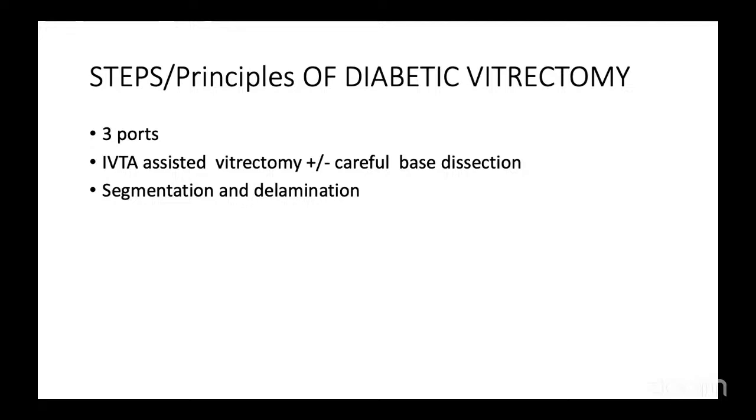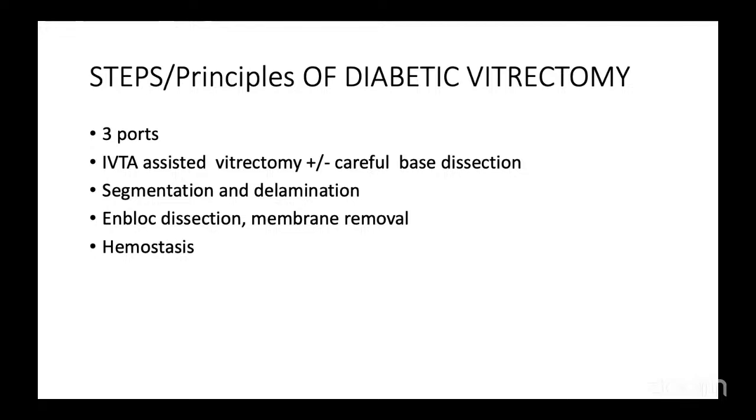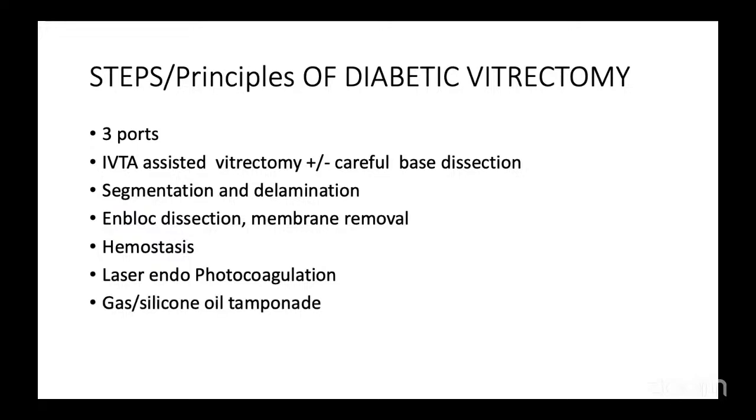So the segmentation and delamination, en bloc dissection, membrane removal, then hemostasis. A diabetic vitrectomy should always end with hemostasis. And if you need to do cautery to burn the bleeders, then you finish the laser photocoagulation. These are the steps you have to say, because if you say just these few words, it will be enough. And gas or silicone oil tamponade.